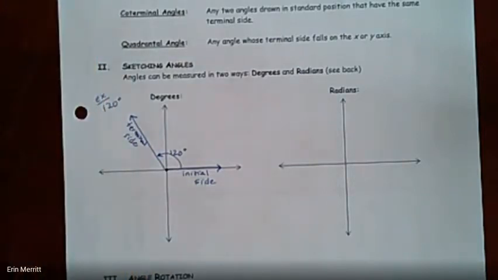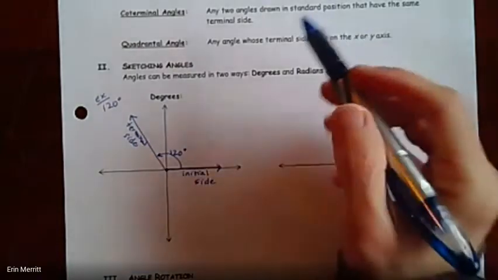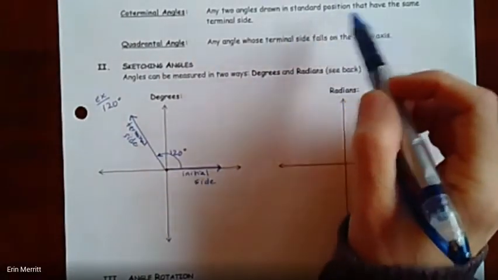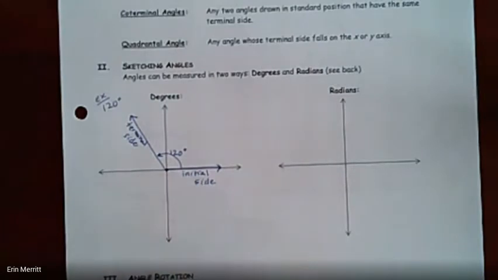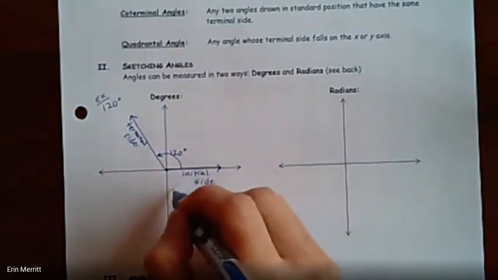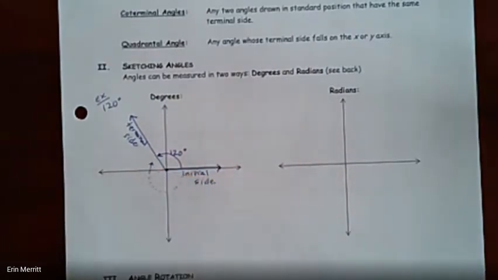One vocab term that gets brought up every now and again is called coterminal. If you think about that, you're sharing that terminal side. So an example, if I had an angle that is coterminal with the angle that we just drew, maybe I would rotate the opposite direction. So maybe I would rotate going this way and stop at that same point.